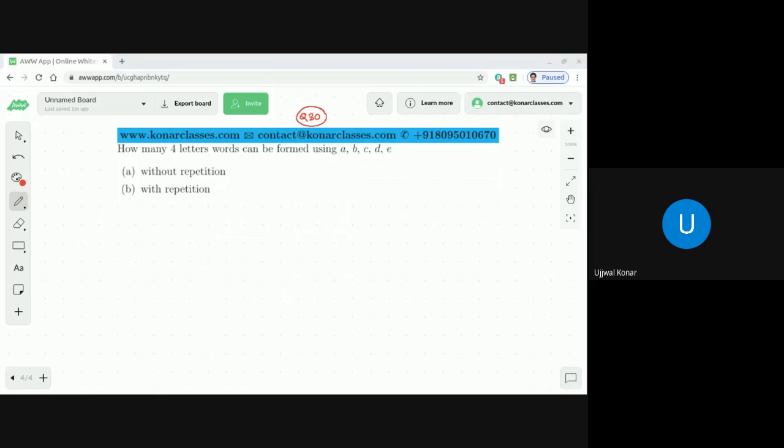It shows how well you understand. This gives me very good confidence that you understand pretty well. So without repetition, it is 120 words, and with repetition, it is 625 words. And one statement I'm going to make: whenever you construct those words, that word may have meaning or may not have meaning, so that is not under consideration. With or without meaning, you should not consider this.